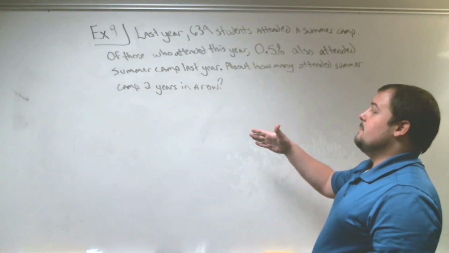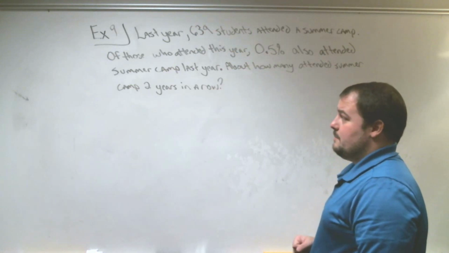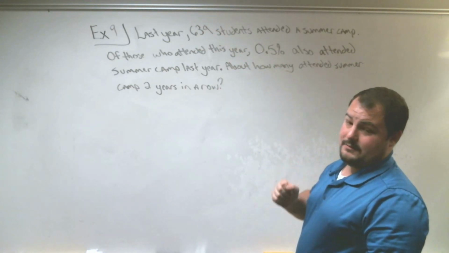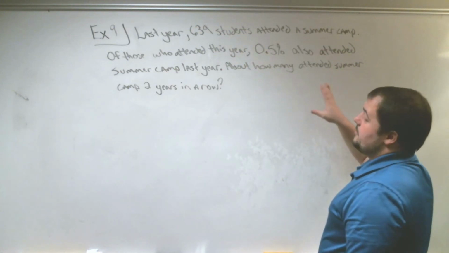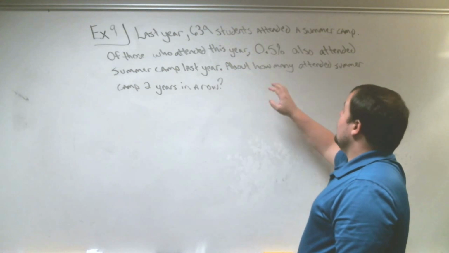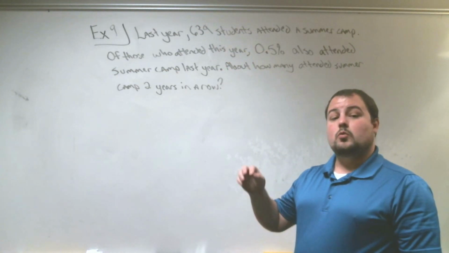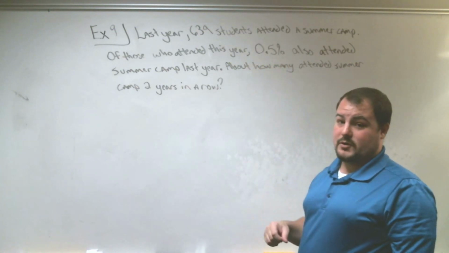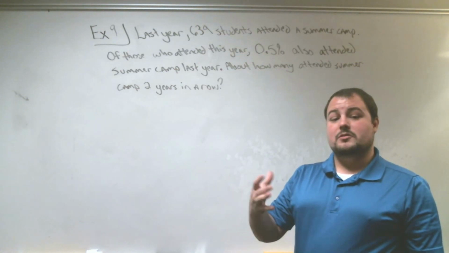It says, example 9: last year 639 students attended a summer camp. Of those who attended this year, 0.5%, so less than 1%, also attended summer camp last year. About how many attended summer camp 2 years in a row? So we have something that's less than 1%. We have 0.5%.